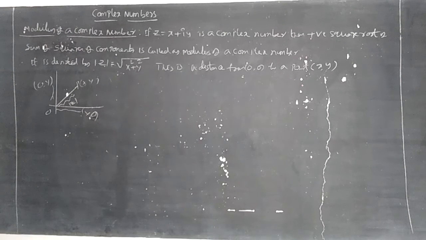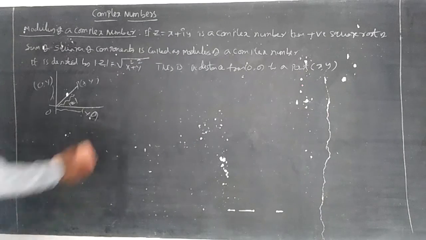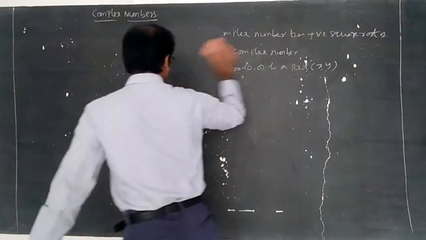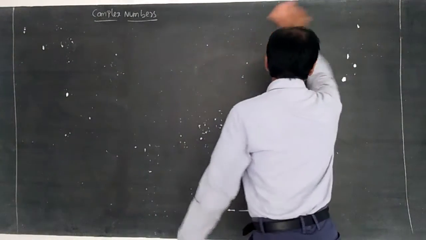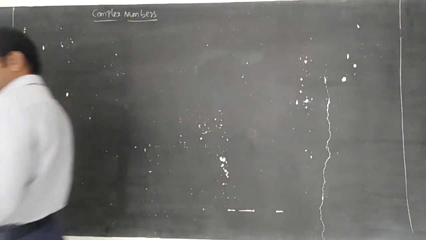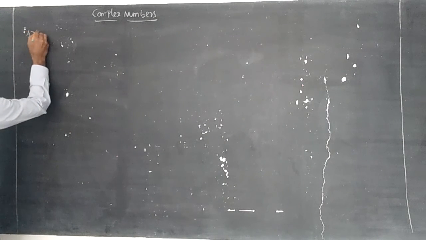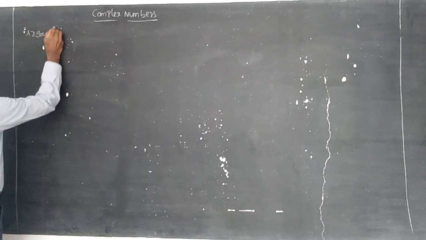Here polar coordinates and modulus amplitude form is there. Argand plane we did not give; next concept it is there. No problem, we can discuss about the Argand plane and modulus amplitude form or polar form. Let us put the side heading Argand plane.